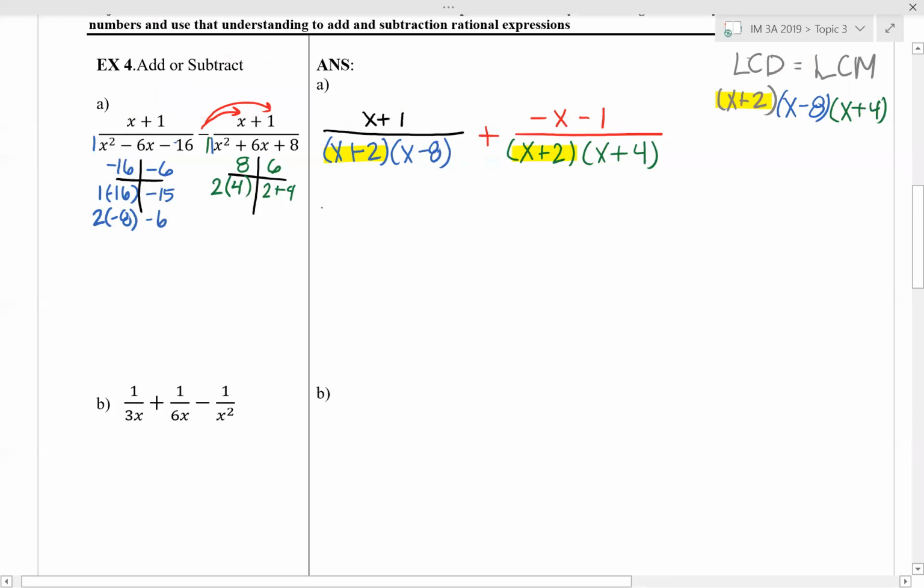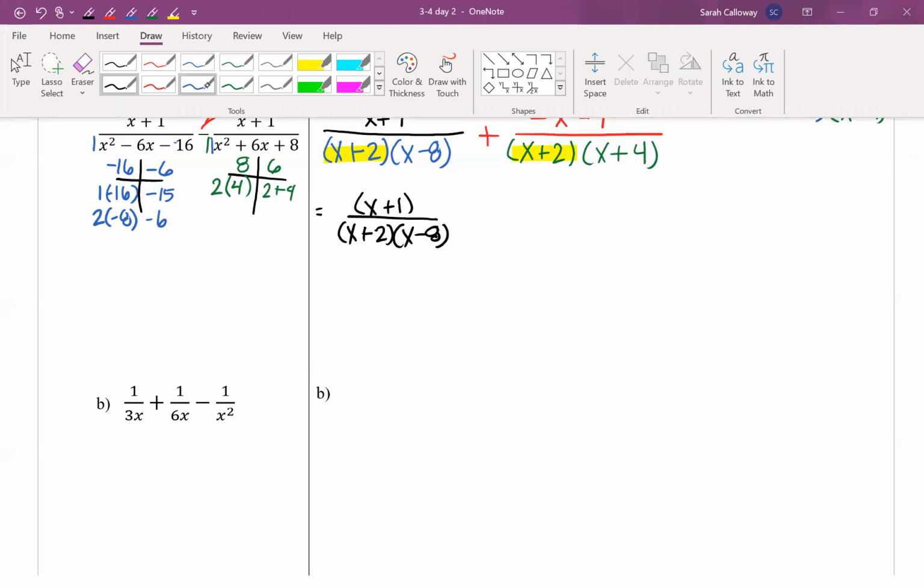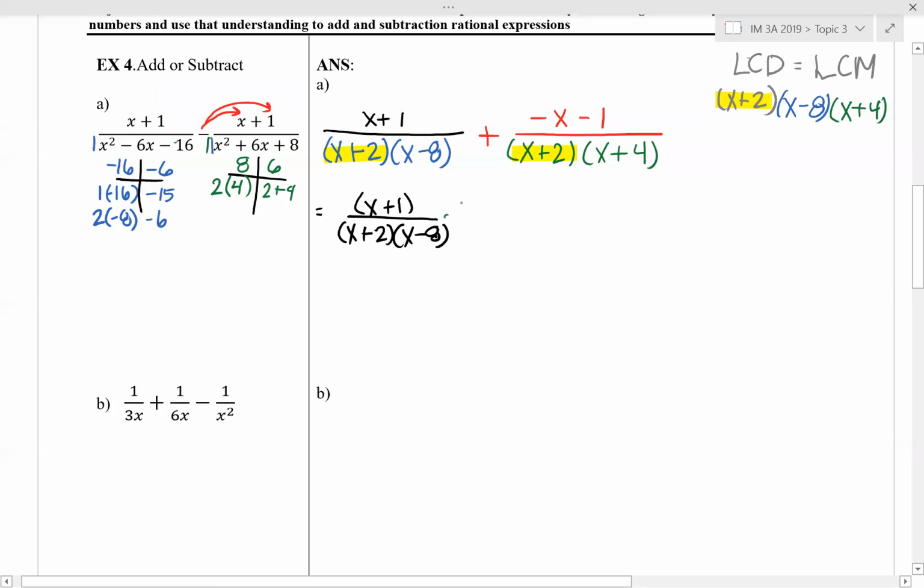I'm just going to rewrite this so that I have some space to multiply. So I've got x plus 1 over x plus 2 times x minus 8. And so this first fraction is missing the x plus 4. So I'm going to multiply this by x plus 4 over x plus 4. Then I have the second fraction, so that's plus negative x minus 1 over x plus 2 times x plus 4.